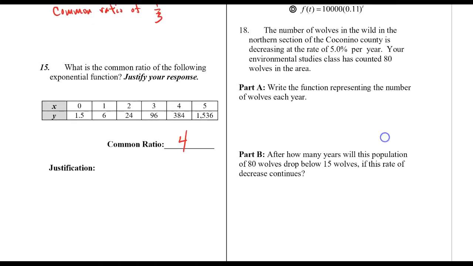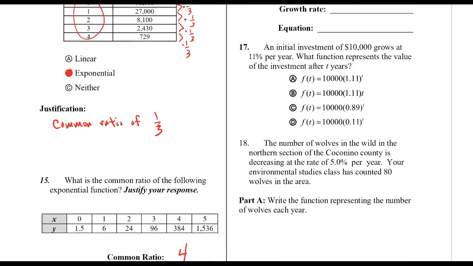The justification would be 6 divided by 1.5 is 4, 24 divided by 6 is 4, 96 divided by 24 is 4, and you could do the rest of them if you really wanted to.